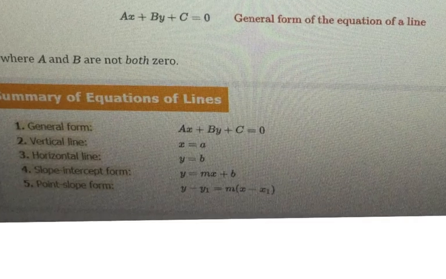So right here are 5 main equations of lines that this book is going to work with. We have general form, where everything's on the same side. We have the equation for a vertical line, x equals a number. Horizontal line is y equals a number. Point-slope form, y minus y1 equals m times x minus x1. And slope-intercept form, y equals mx plus b.